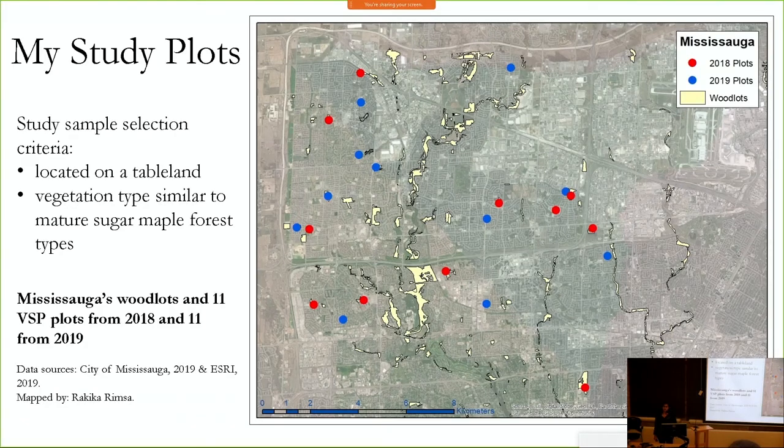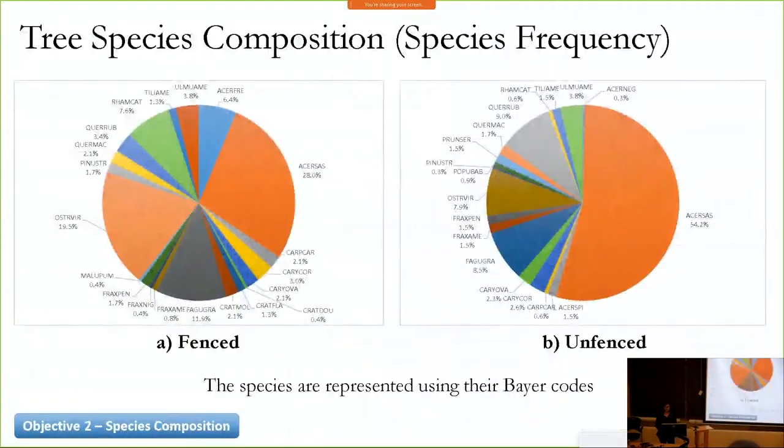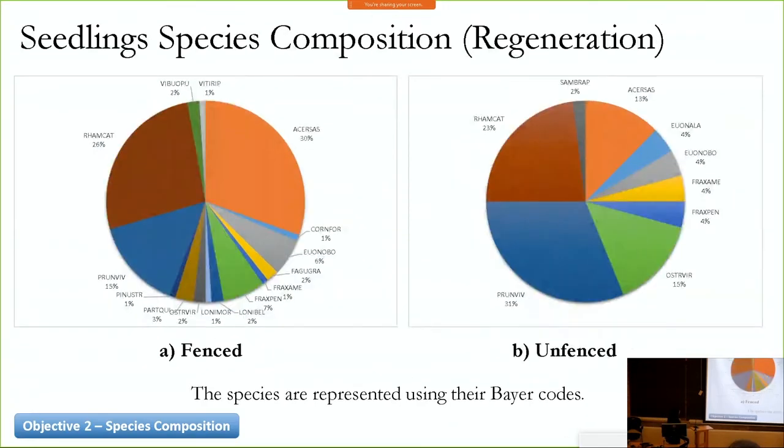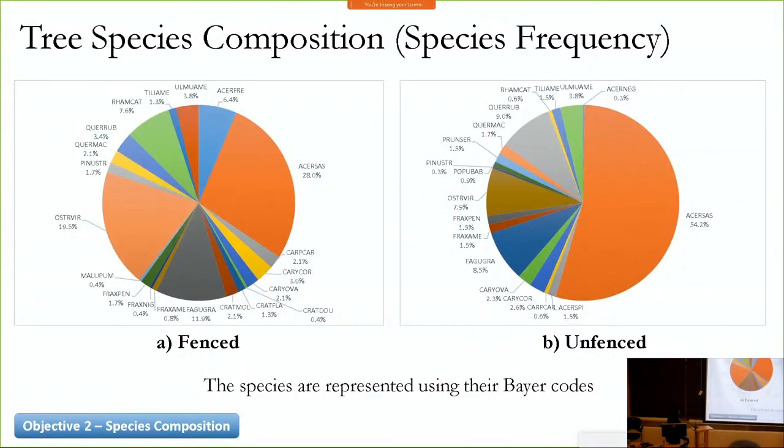Thank you, Rakika. I was just curious about the species composition of your plots. Did you not find any Norway maple in these plots, or am I perhaps just missing the code? I think they are there. There's buckthorn for sure. Acer.